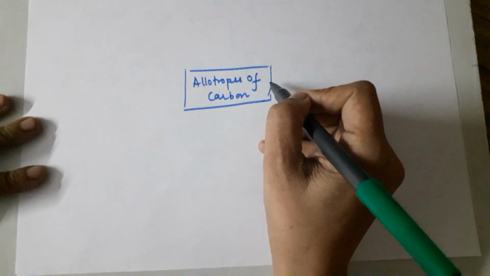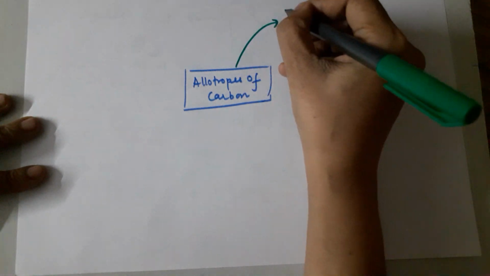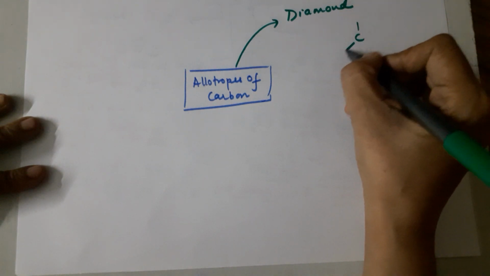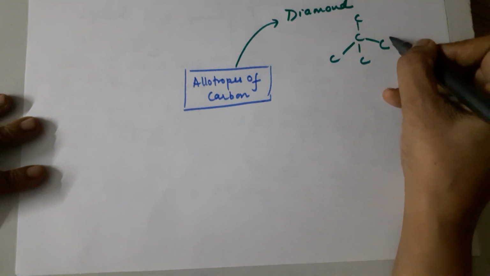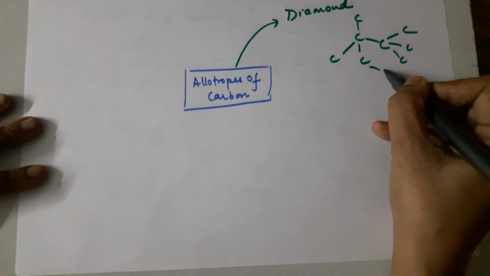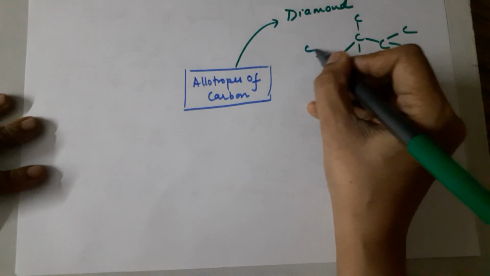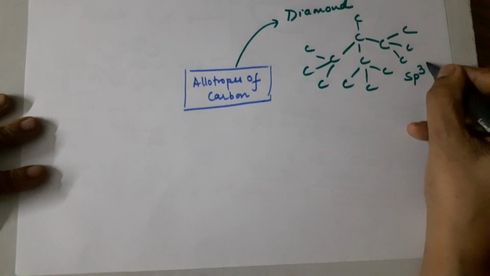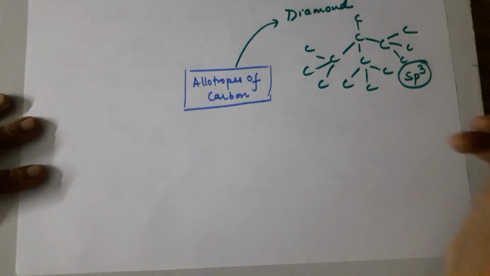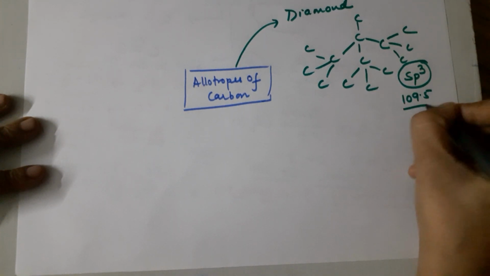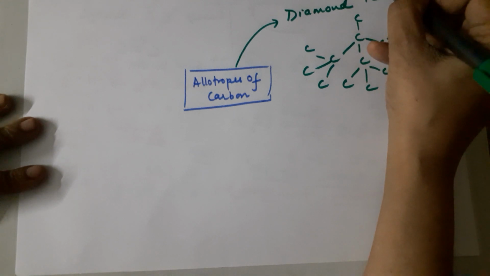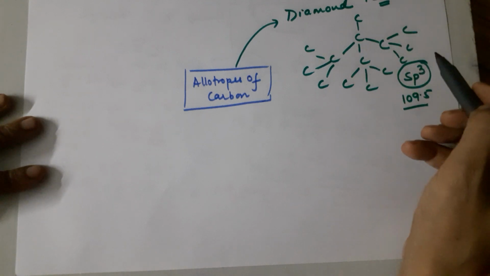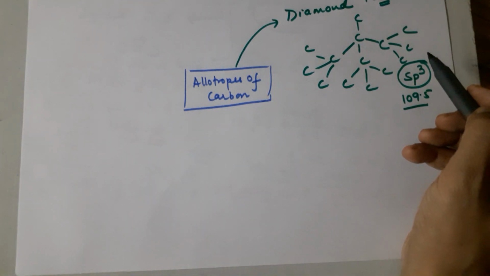Moving on to the allotropes of carbon. Under the allotropes of carbon, the first allotrope is diamond, where you have a carbon bonded to 4 carbons, again which is bonded to 4 carbons, and so on. This is an open structure which continues, where each carbon has got 4 bonds, so the hybridization is sp3, the bond angle is 109.5. This is a very hard substance and has a very high refractive index, so it shows multiple reflections, hence is shiny.